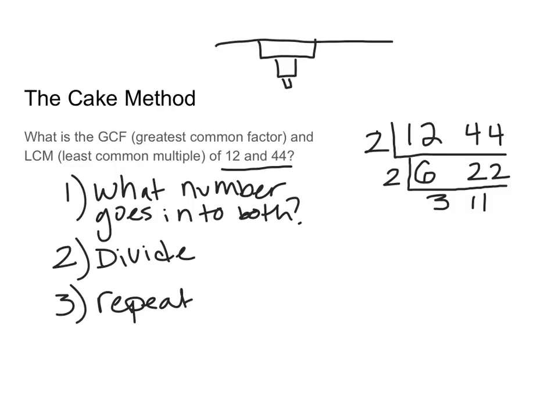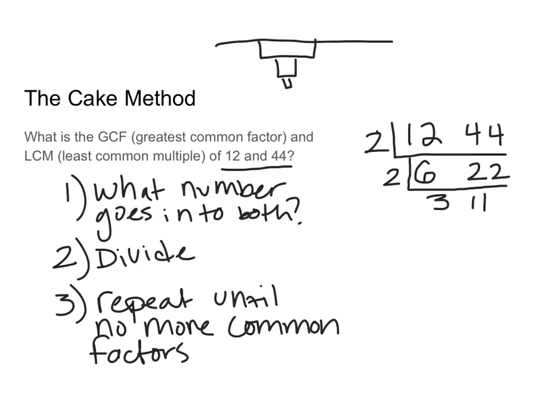Just to recap, we found a number that went into both, we divided, and then we repeated until we got no more common factors. I know that there are no more common factors because 3 and 11 are both prime, and the smallest number to go into both is 1, which I guess technically is a common factor. It's just not really a helpful one.